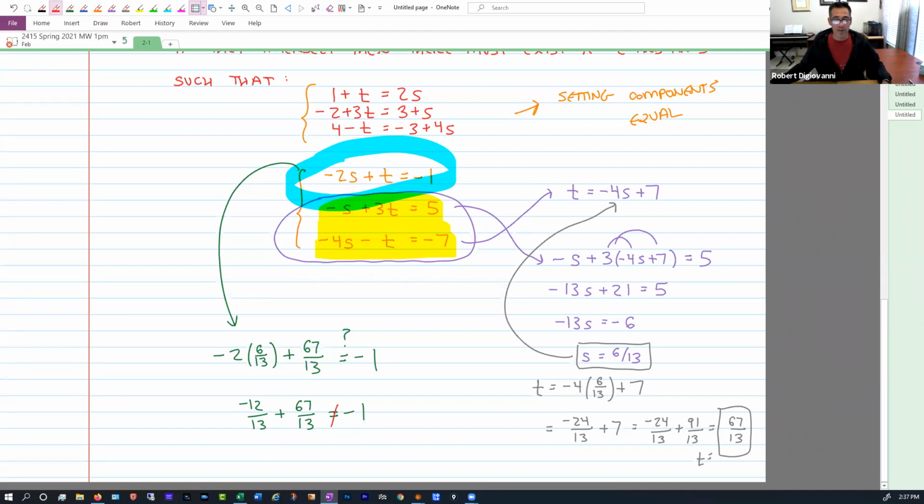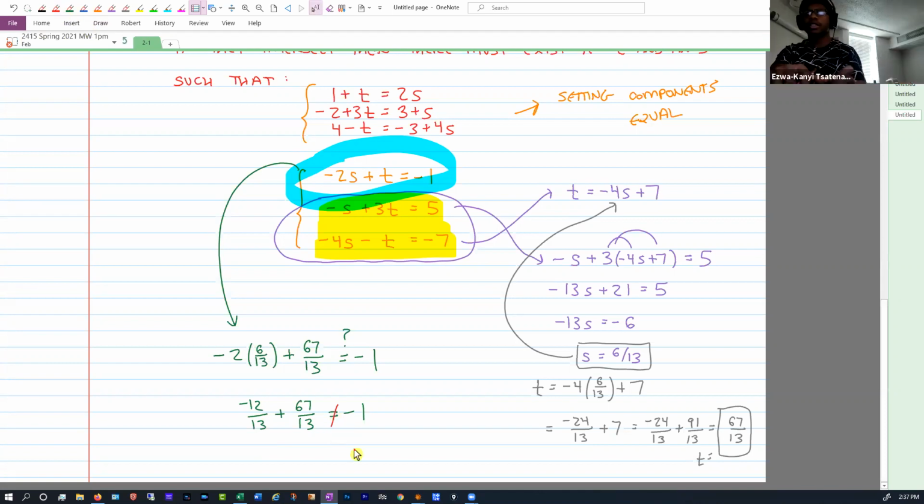So what that means is that there is no S and T that will make these two lines hit each other. They never have the X, Y, and Z coordinates all the same at the same time, which means they don't intersect.